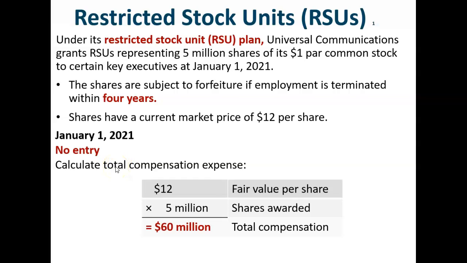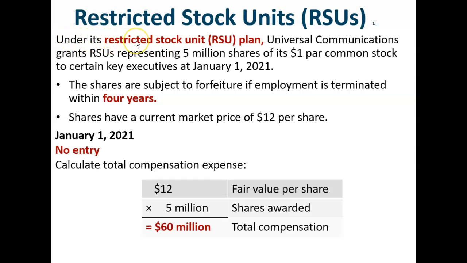Keep in mind that the major difference between a restricted stock award and restricted stock unit plan is that in the award plan, the shares are issued at the date of grant, whereas under the restricted stock unit plan, the shares are not issued until the vesting period ends, the restrictions are lifted, and then the stock is issued. However, the accounting for both plans is very, very similar. This is illustration 19-2 in your textbook.